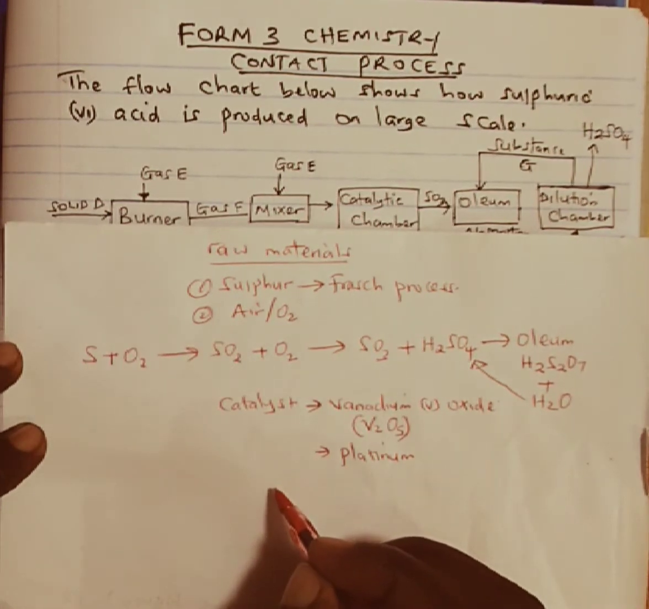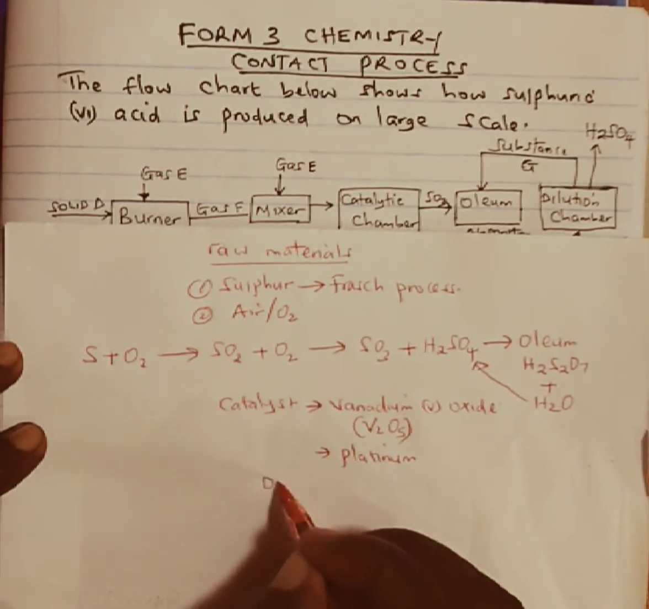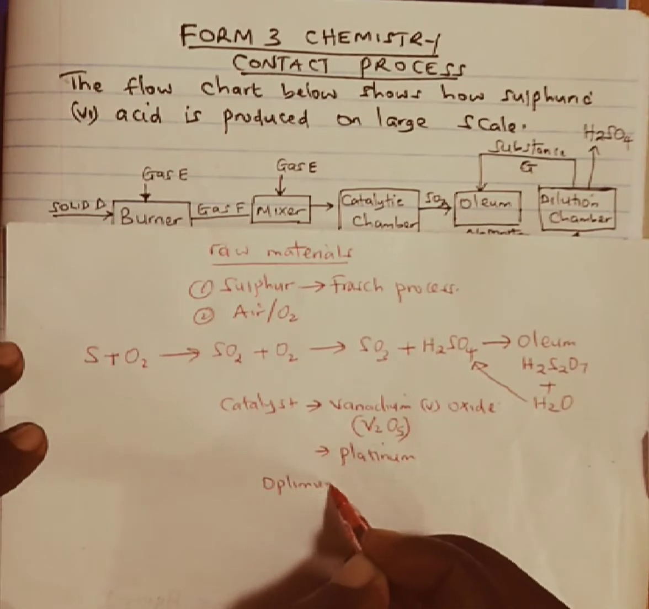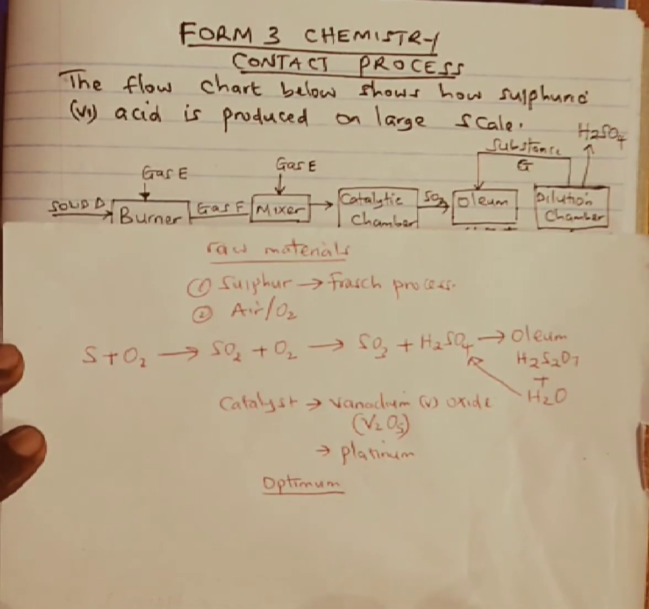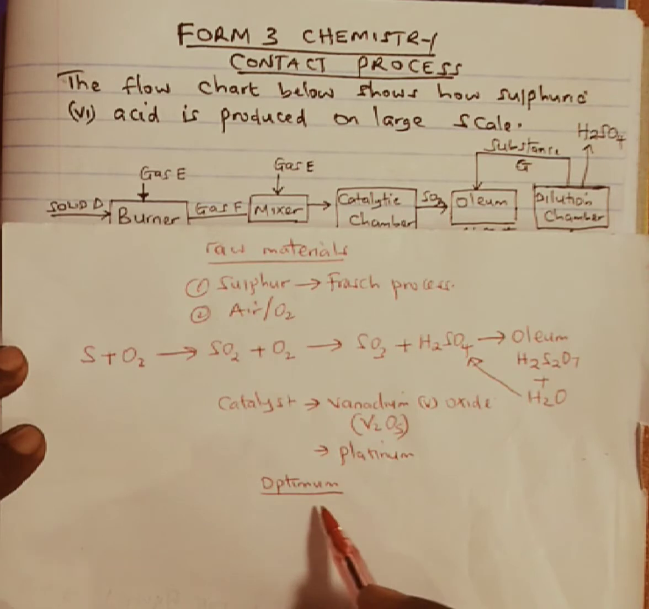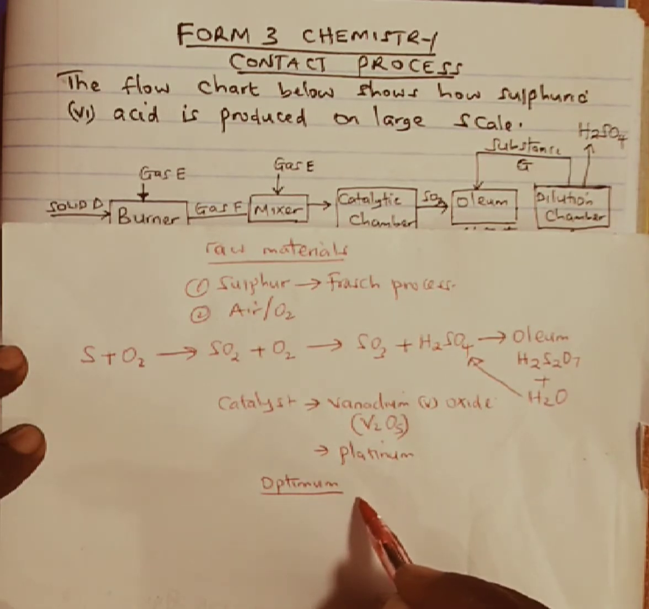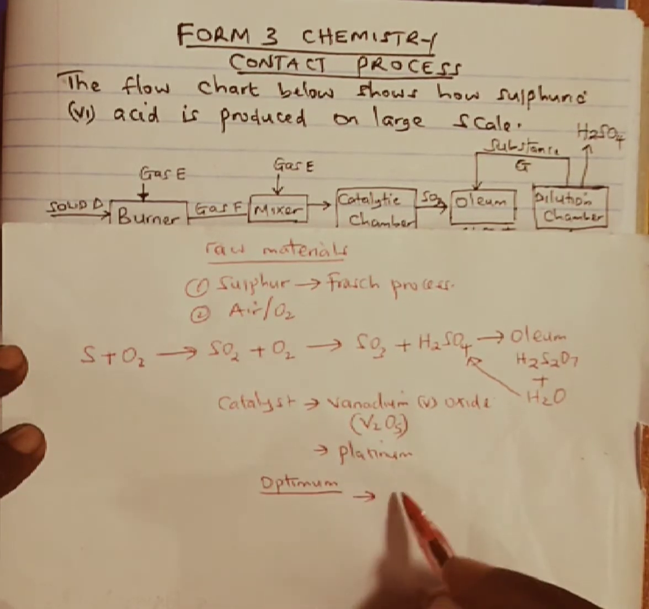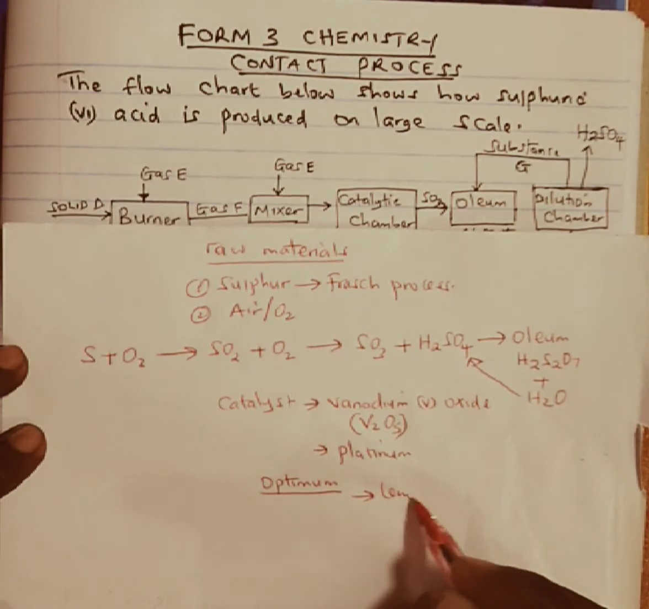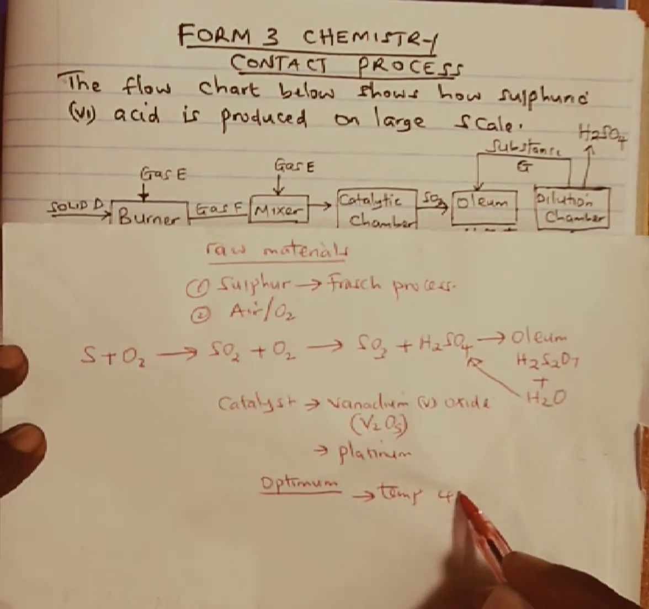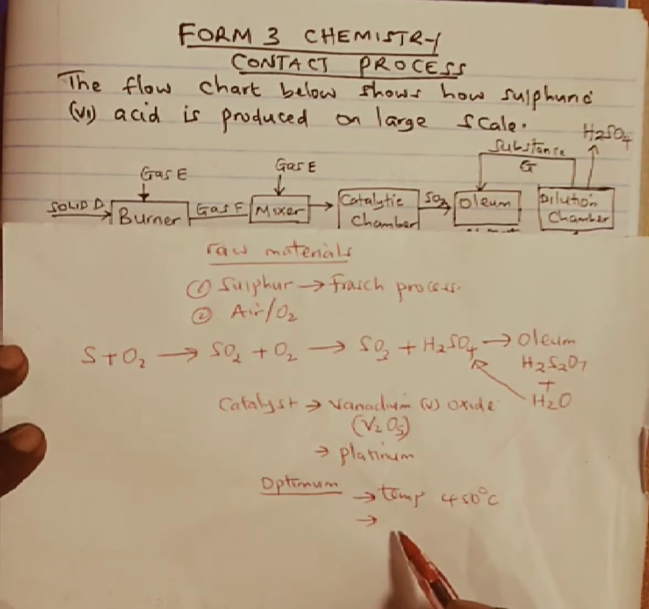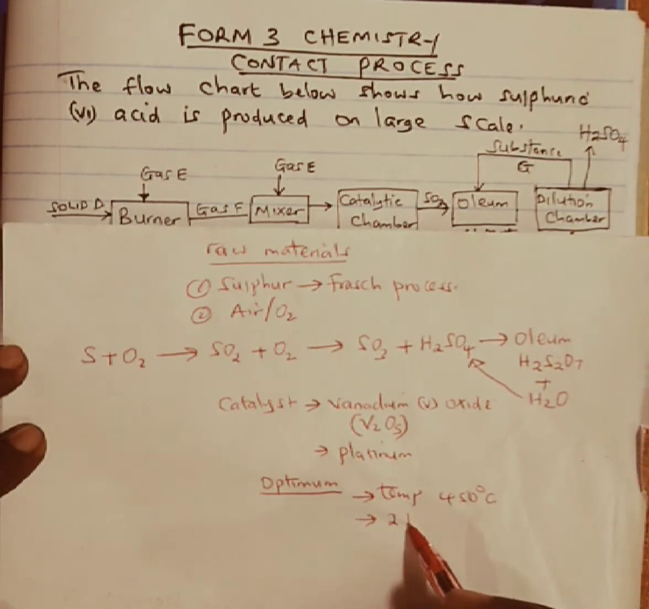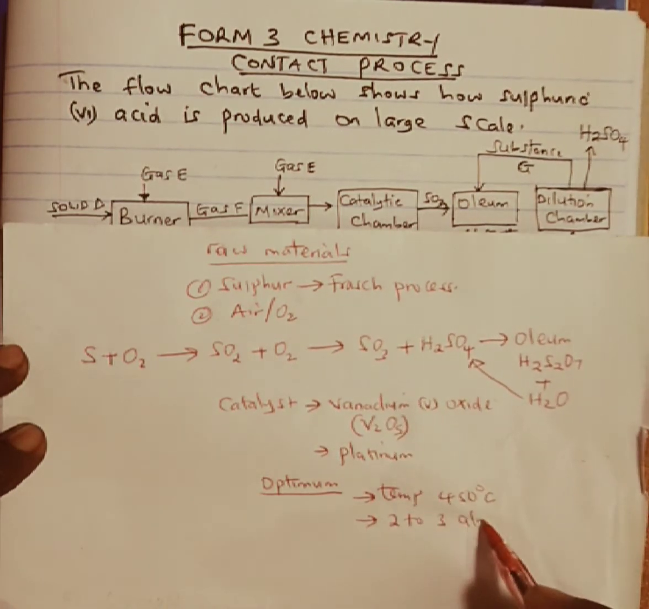Another thing that we need to look at are the optimum conditions for the production of concentrated sulfuric acid. Number one, we need to produce it at a temperature of about 450 degrees Celsius. And number two, we need to use a pressure of between 2 to 3 atmospheres.